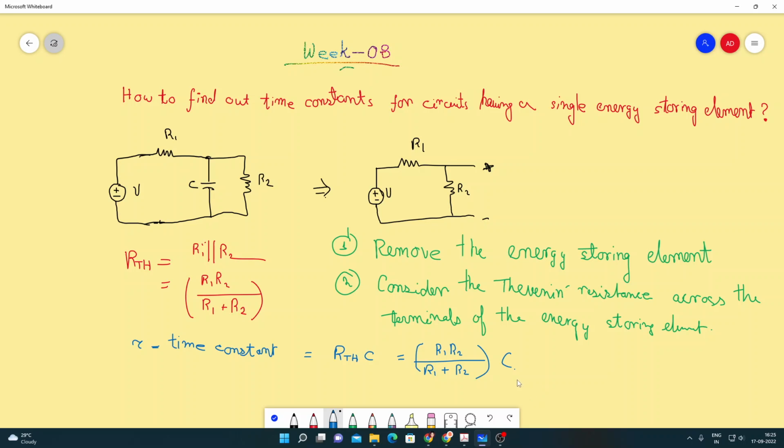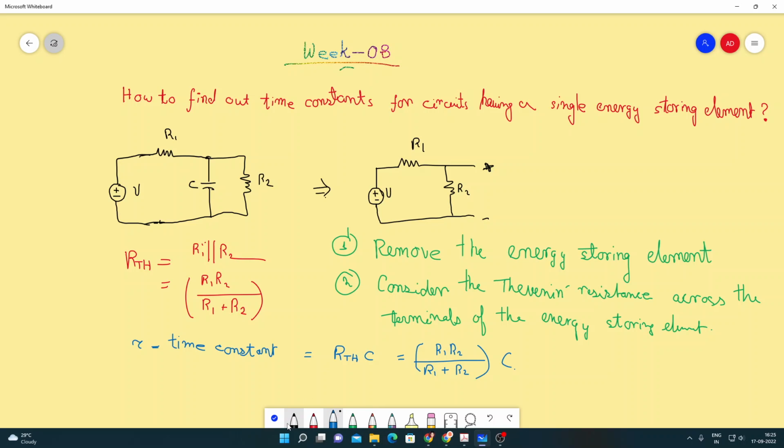So this way we can find out the time constant for circuits having a single energy storage element. Here we have a capacitor. You can also show the same thing for an inductor as well. So the rules are: remove the energy storage element, consider the Thevenin resistance across the terminals of the energy storage element. So you will get RTH, and accordingly you can find out the time constant to be the Thevenin resistance into the capacitance.